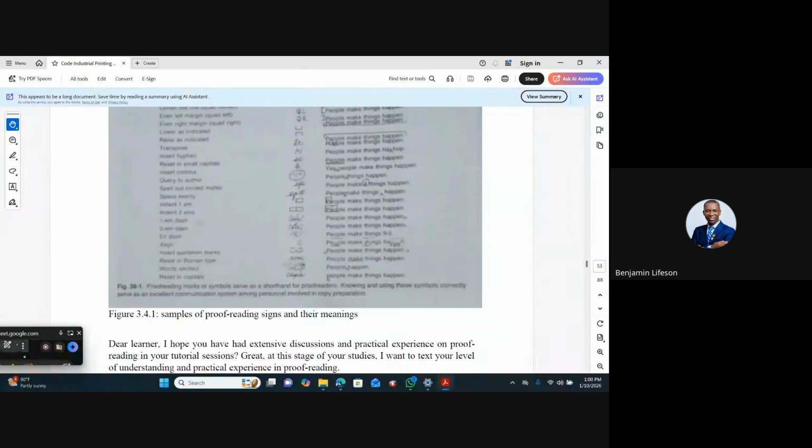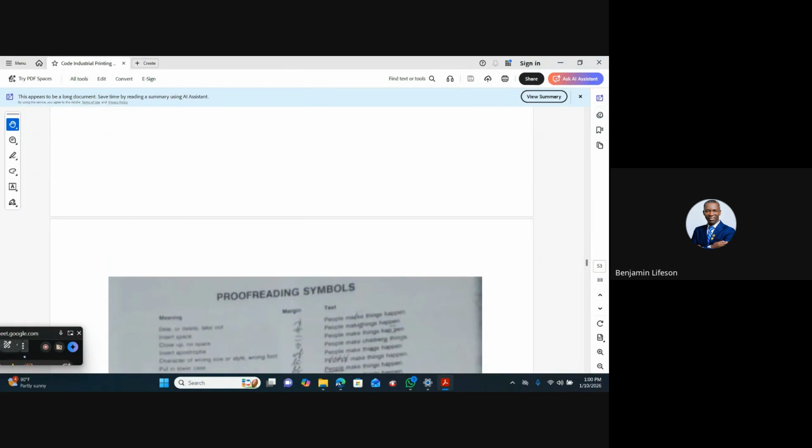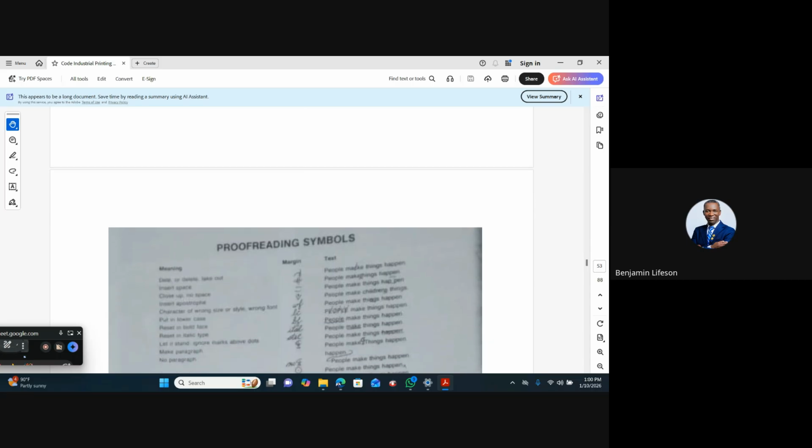So they use symbols. Proofreaders' marks. We have operational signs and typographical signs. The operational signs are what you need to do. So if I say delete, I mustn't write the whole word delete. We use symbols. So we have symbols that represent delete. We have symbols that represent close up. You should close up or delete the space. We have a symbol that says you should insert a space.